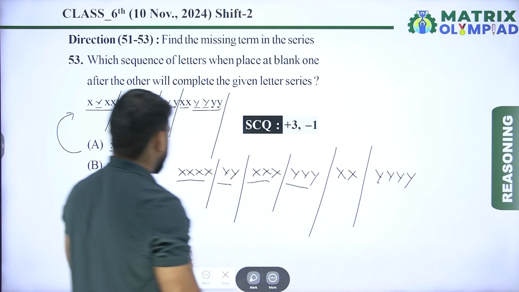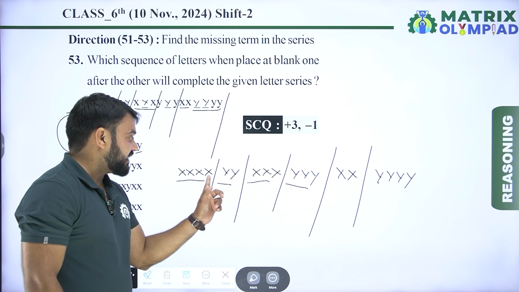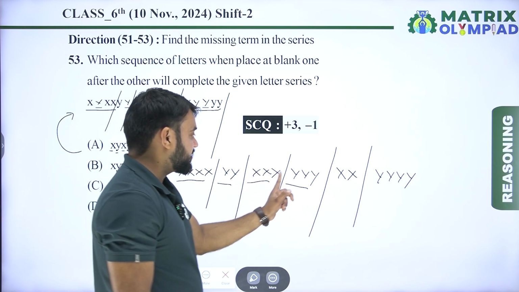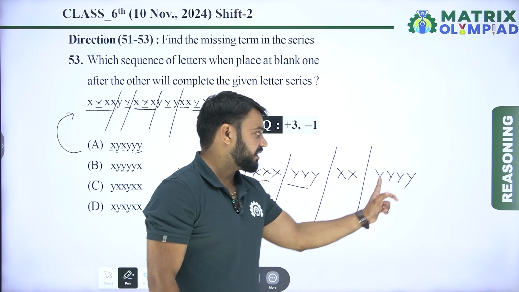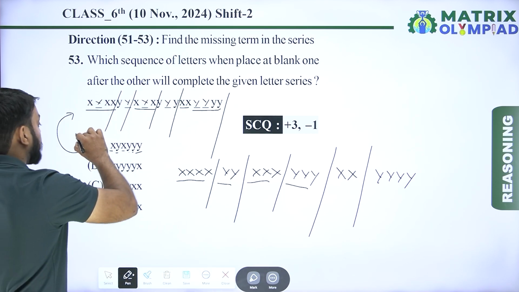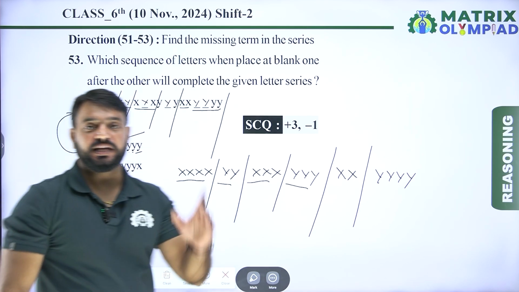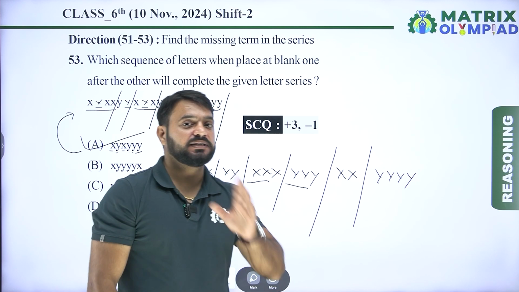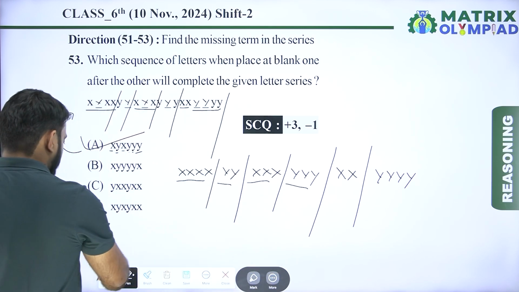So the pattern is X, X, X, X, Y, Y, X, X, X, Y, Y, Y, X, X, Y, Y, Y, and Y. So yes, the defined pattern is found in option A. So here option A is the correct answer of this question. Let's move on to the next question.